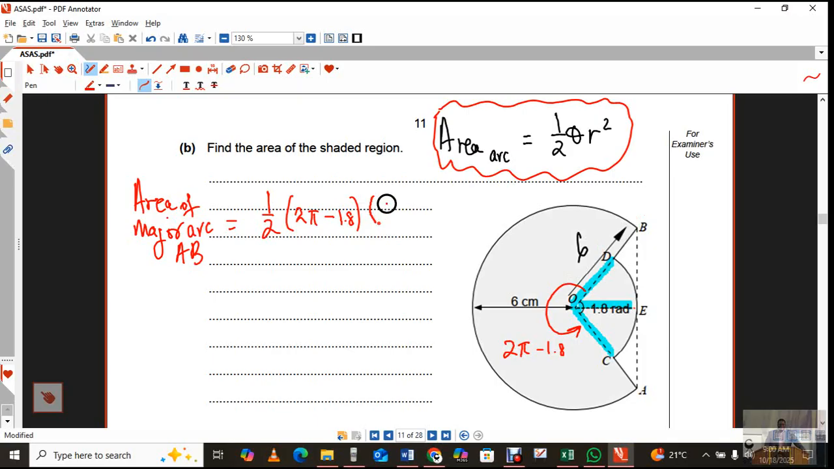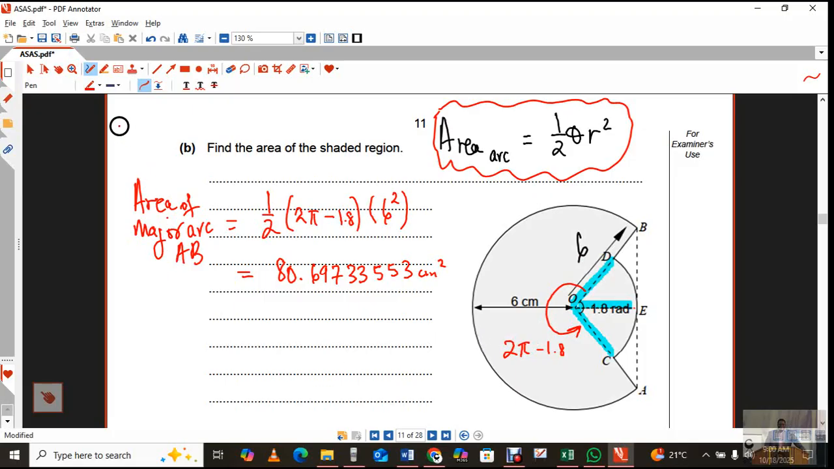And what is the radius? The radius there is 6 squared. If you punch this in, you're going to get 80 point. You're going to write as many values as possible, because I am not totally done with the question. And that is square centimeters. So that is the biggest shaded part, the major arc.